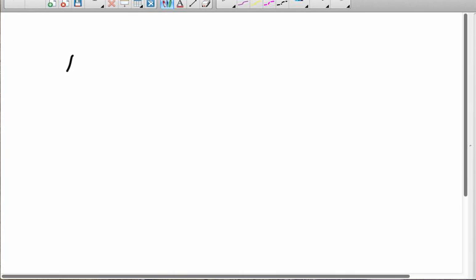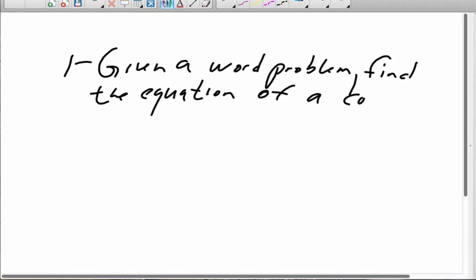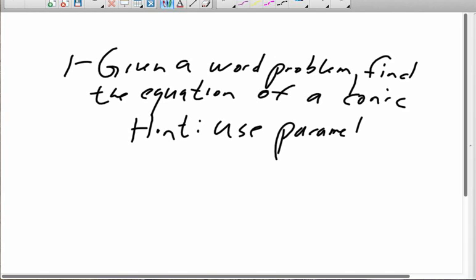You're going to have one where you're given a word problem. You're going to have to find the equation of a conic. Now, a hint on this is to use parameterization. This is a physics type of problem.